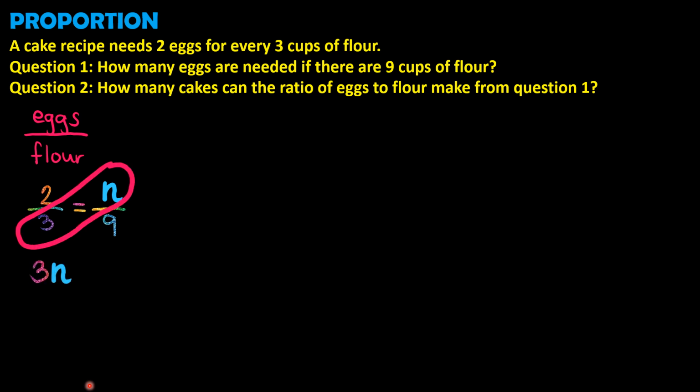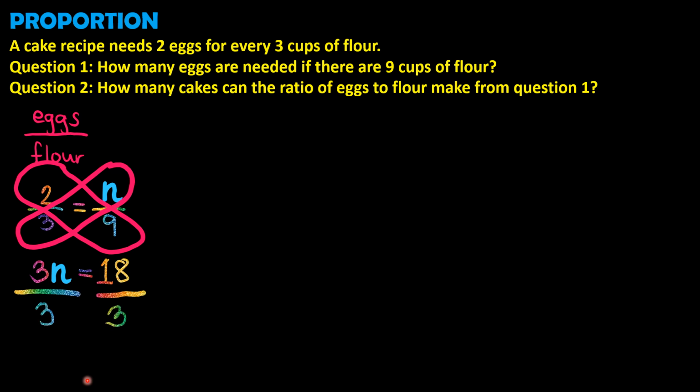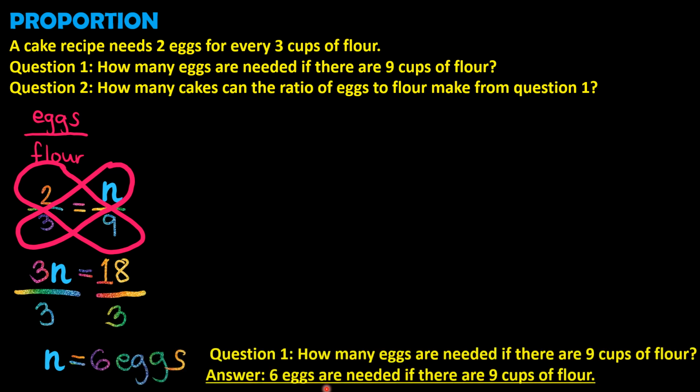3 times n is 3n, and 2 times 9 is 18. Since we have number 3, the numerical coefficient, written beside n, we're going to use that to divide both sides of the equation. So 3 divided by 3 is 1. Copy the variable n, so we have 1n, or we simply write n. And 18 divided by 3 is 6. So what does 6 mean as an answer? 6 is the number of eggs. So to answer question number 1, the answer is 6 eggs are needed if there are 9 cups of flour.